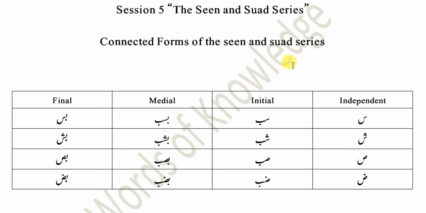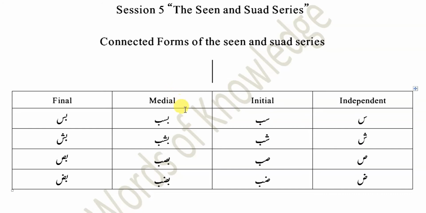So here is the table, and you can see their independent forms: the Seen alphabet, Sheen alphabet, Sod and Zod alphabet. And here are their initial forms, how they look when they connect with another alphabet at the start. In the initial step, this is how they look. You can see here, okay?